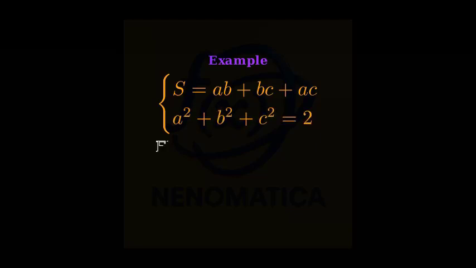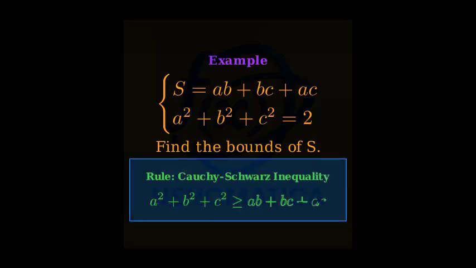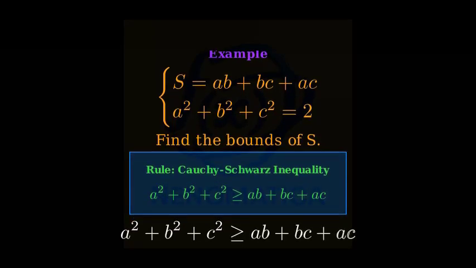Today, we'll solve a problem to find the bounds of S given a system of equations. Let's look at our example. We have a system of two equations. S equals a times b plus b times c plus a times c, and a squared plus b squared plus c squared equals 2. We need to find the bounds of S. Let's begin our solution. First, we'll apply the Cauchy-Schwarz inequality.